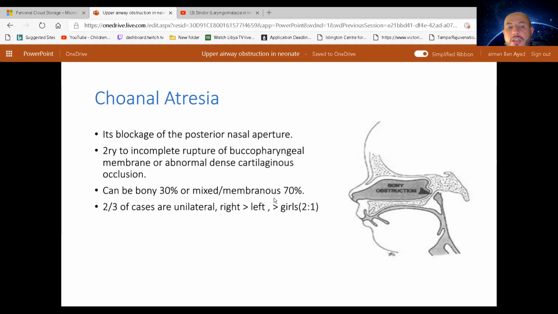Choanal atresia is an obstruction in the nose, correct? At the posterior nasal aperture. It's secondary to incomplete rupture of the buccopharyngeal membrane or abnormal dense cartilage occlusion. The most important thing, it can be bony in 30%, or mixed bony-membranous, which is the most common. Two thirds of cases are usually unilateral, but it can be bilateral, which is more severe. Right more than left, girls more than boys.